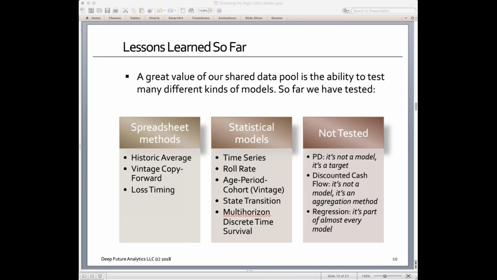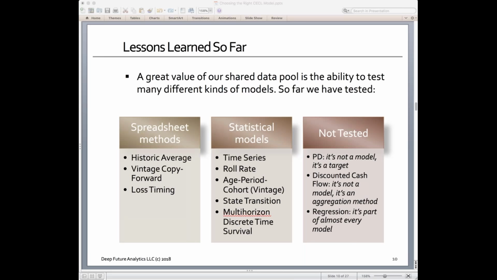You get the same problem with discounted cash flow. Discounted cash flow is not a model. Anybody who's implementing discounted cash flow, ask them, where do you get the cash flows? Well, you need a model for that. So the actual cash flows come from something under either the statistical methods or the spreadsheet methods. Then you discount it. So discounting is really an aggregation method. So you won't see any mention of DCF in here because it's not a model.